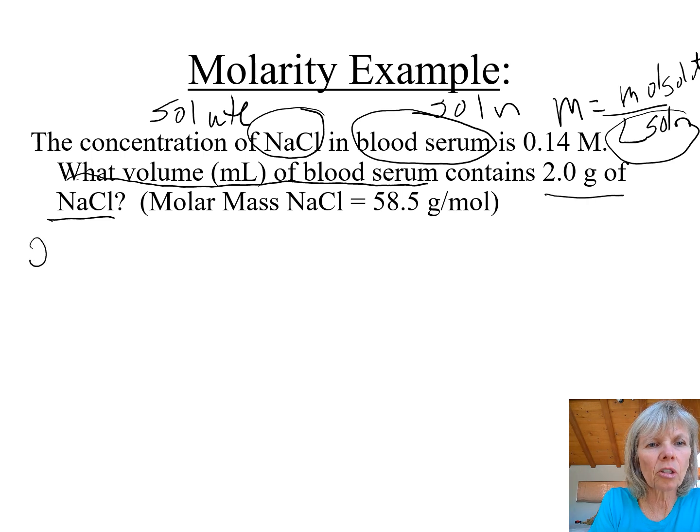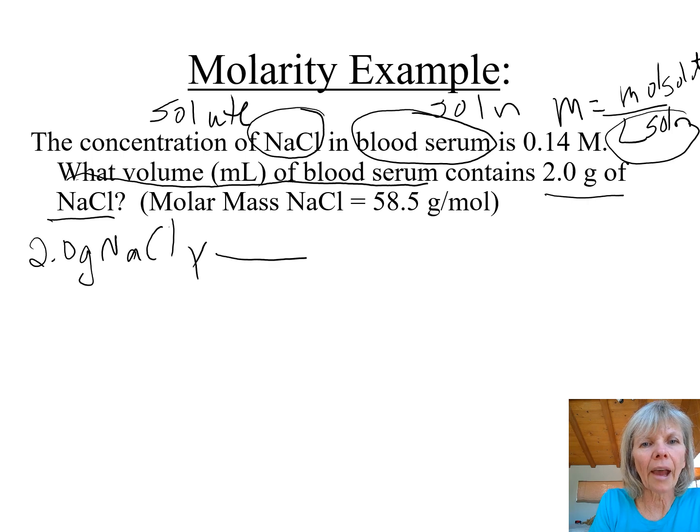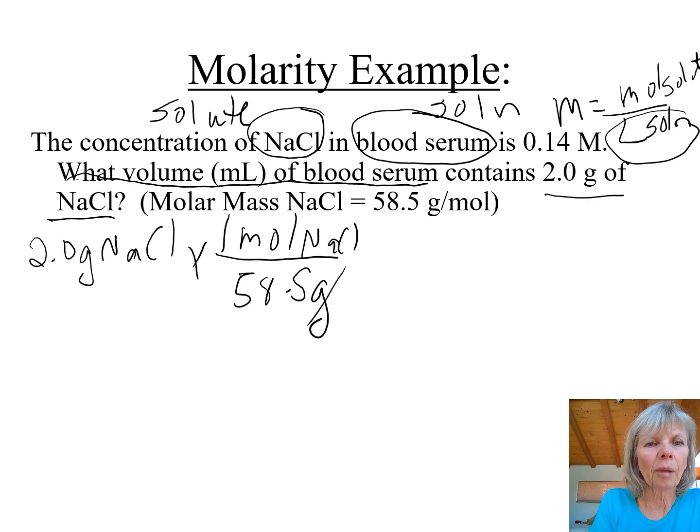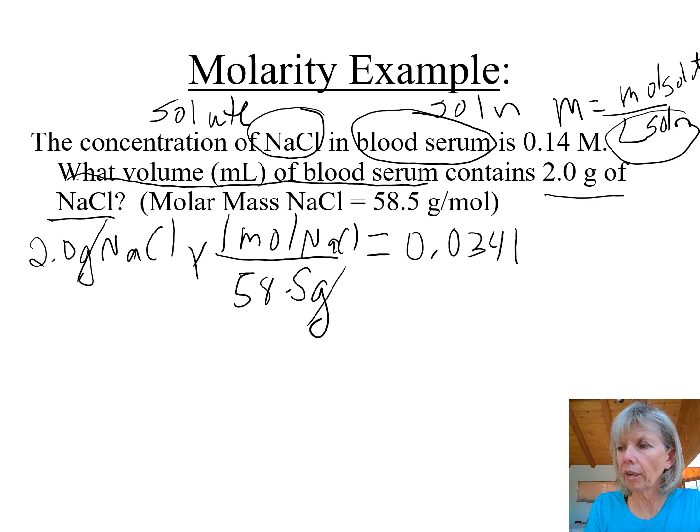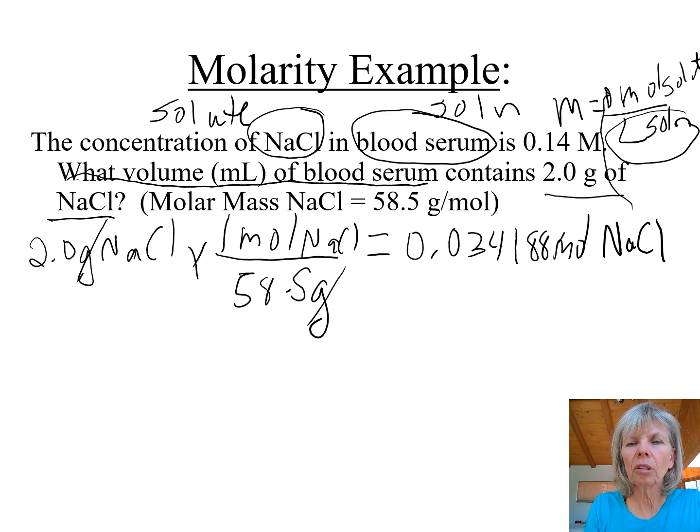So we'll start with 2 grams of sodium chloride. We'll use the molar mass to convert that into moles. So 1 mole of sodium chloride weighs 58.5 grams. And I'm putting this on the bottom so my gram units will cancel. So 2 divided by 58.5 gives me 0.034188 moles of sodium chloride. Okay, so now I have my moles of solute that I need.